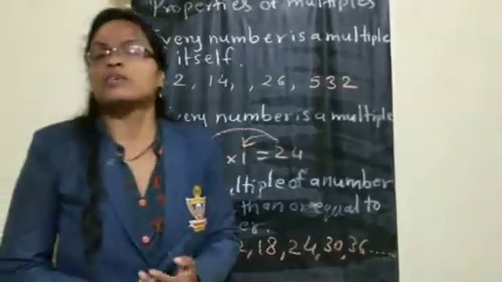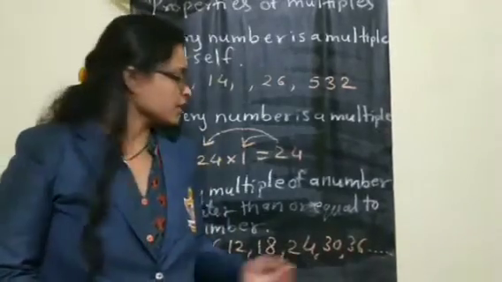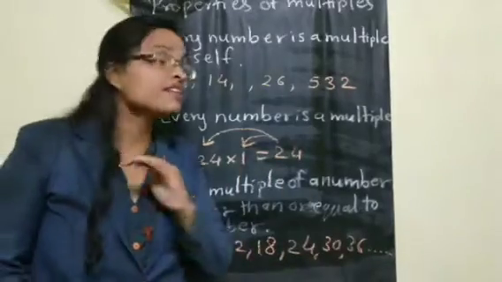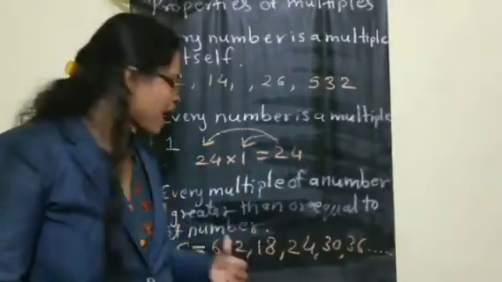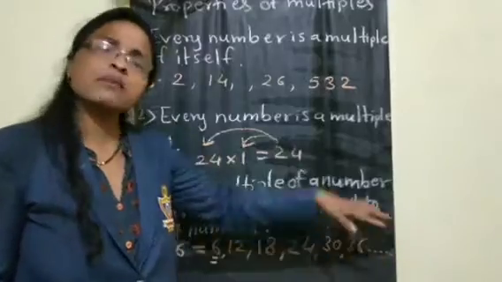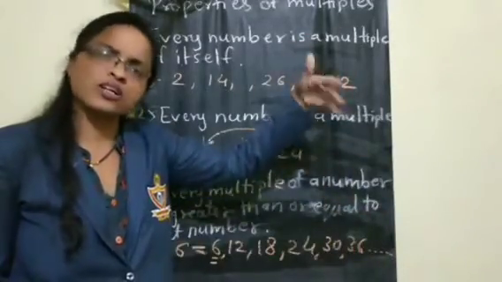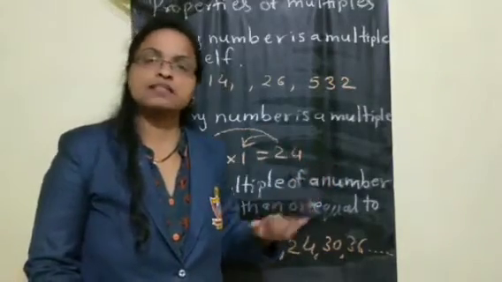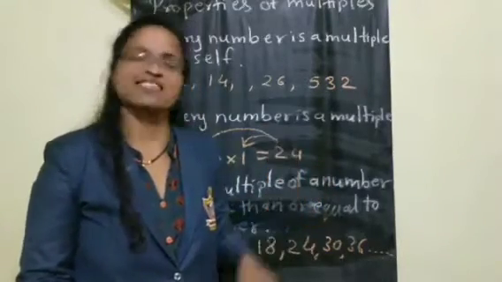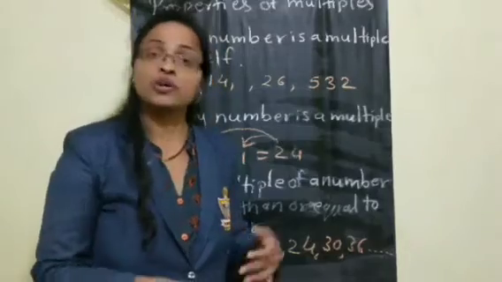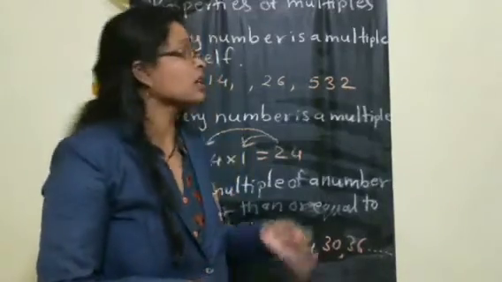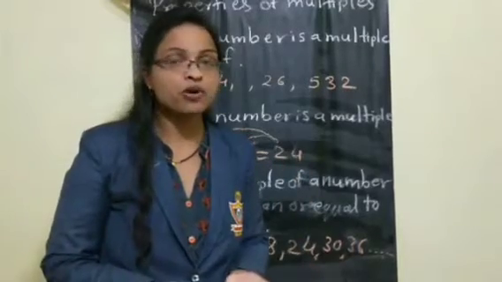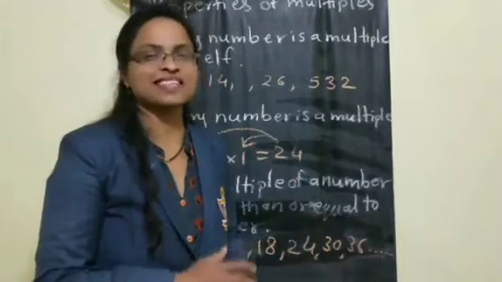And you have to remember 2 points, children. The dots indicate that multiples are an infinite, continuous process. After 36 also you can multiply further by 7 and 8 and so on, continuing. So there is no end for multiples. Multiples are an infinite process. Understood? So now you have understood what is meant by multiple, and based on these properties of multiples and the points to remember, let us solve some exercise problems.